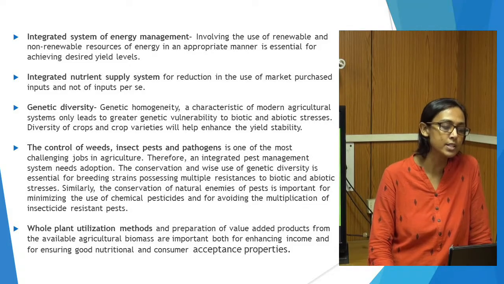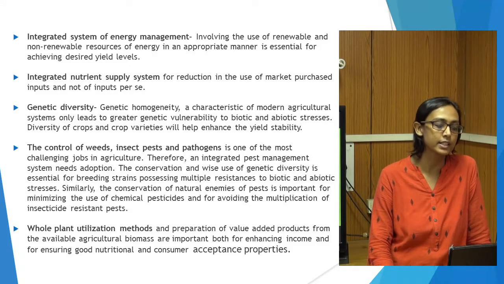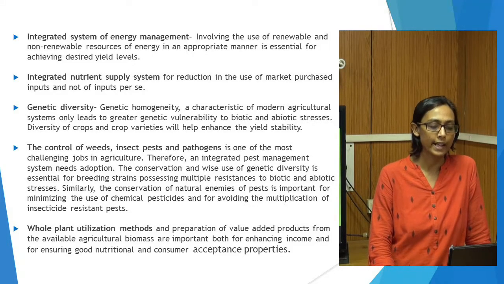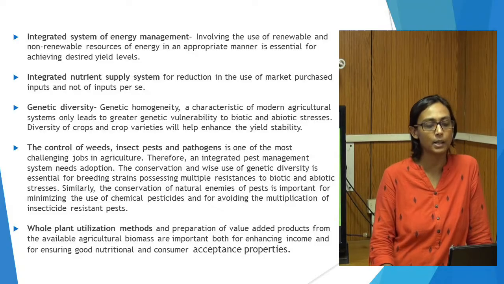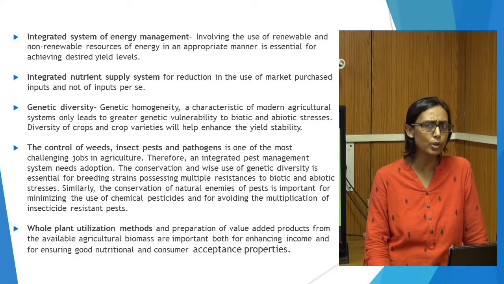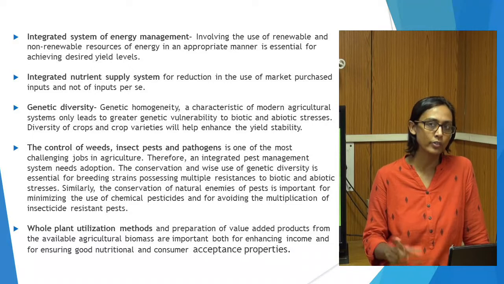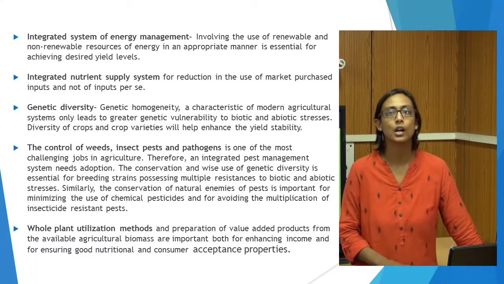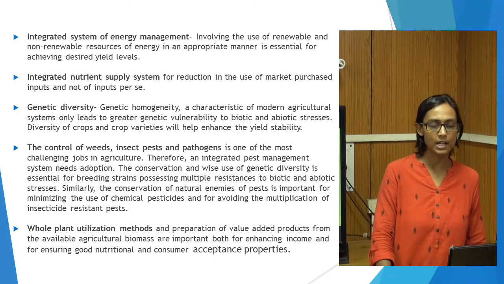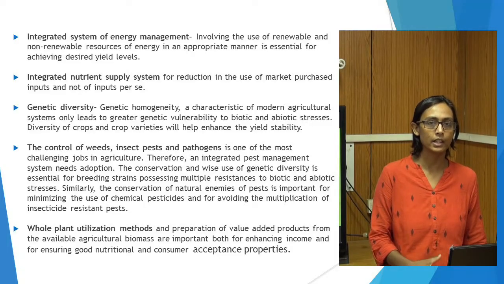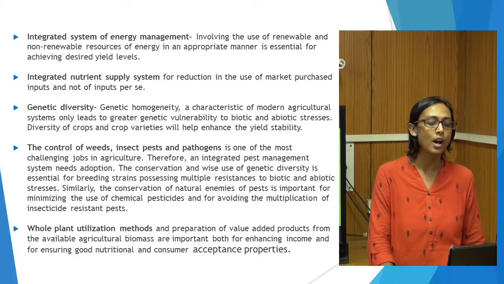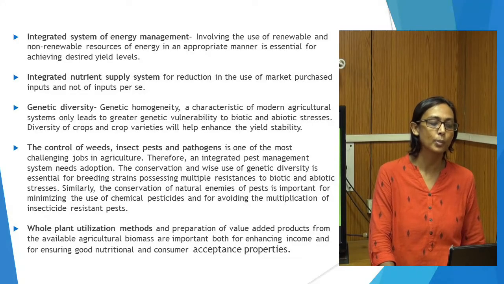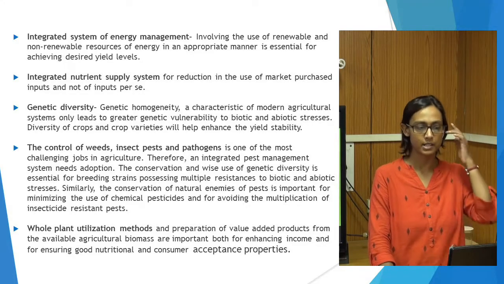The next principle is to maintain genetic diversity, not genetic homogeneity. A characteristic of the modern agricultural system only leads to greater genetic vulnerability to biotic and abiotic stress, because when only one variety or one cultivar is grown on a large area, it is more vulnerable to biotic and abiotic stresses. So diversity of crops and crop varieties will help enhance yield stability.